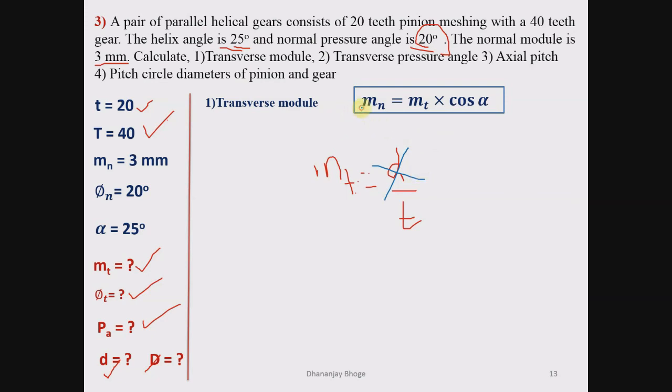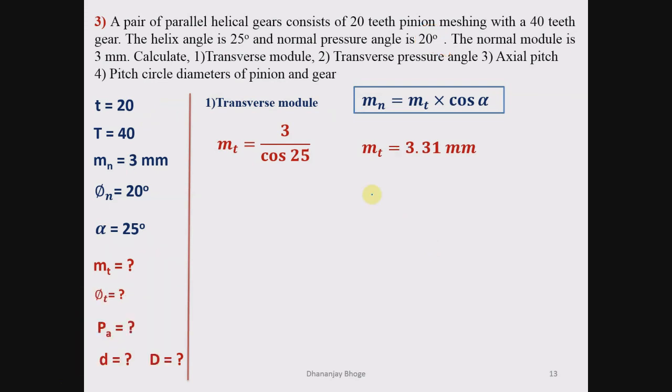वी विल मेक यूज ऑफ दिस रिलेशन एम एन इक्वल्स टू एम टी कॉस ऑफ अल्फा, बिकॉज एम एन इज गिवन एज 3 millimeters अँड अल्फा इज गिवन एज 25 degrees. सो एम टी इक्वल्स टू 3 upon cos of 25. किती आलं एम टी? 3.31, करेक्ट. सो एम टी इज 3.31 millimeters, व्हेरी गुड.